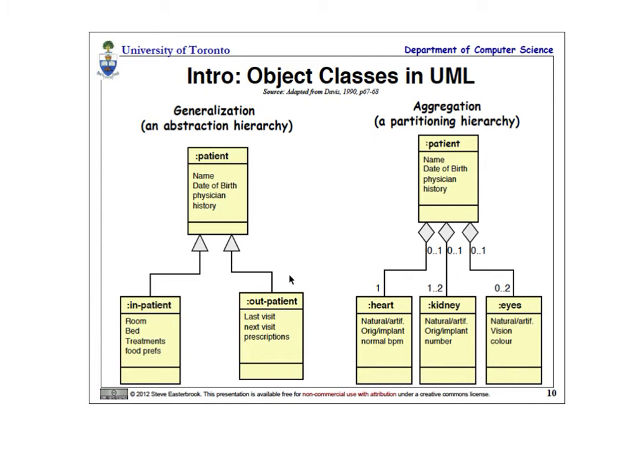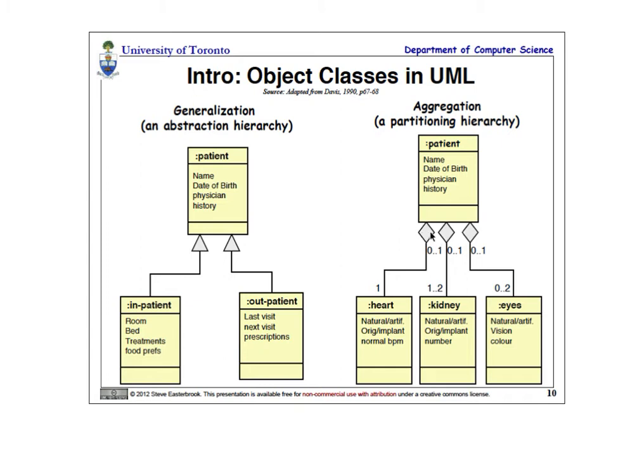And there's ways we can think about these relationships. So an inheritance relationship, as we'll talk more about, is an "is a". So it says an outpatient is a patient. So an outpatient has everything the patient has plus this additional stuff. And the same thing for an inpatient.